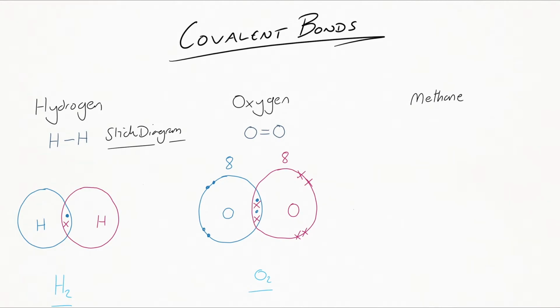Let's use one last example of methane. We've looked at single covalent bonds with the hydrogen, we've looked at double covalent bonds with the oxygen, but what happens when we have multiple atoms all bonding to another atom? Let's show this as an example. Methane, CH4, has a single central carbon atom in the centre. Let's draw its outer electron shell now.